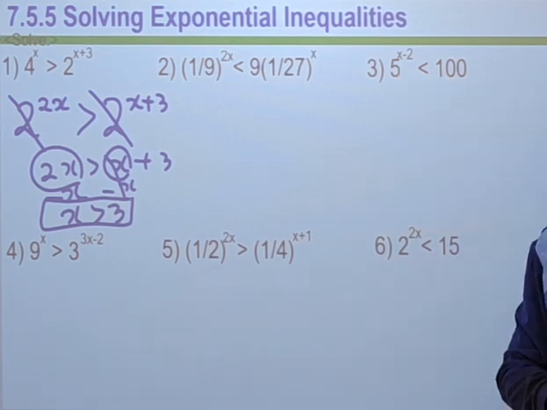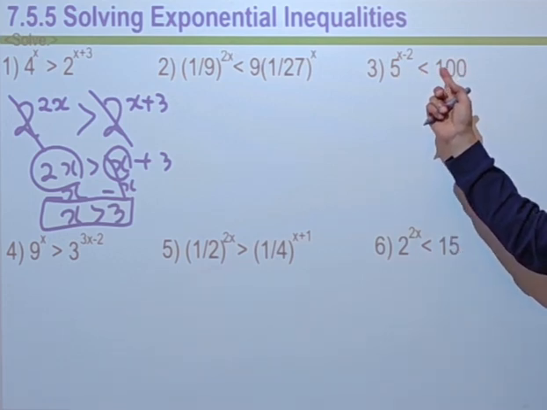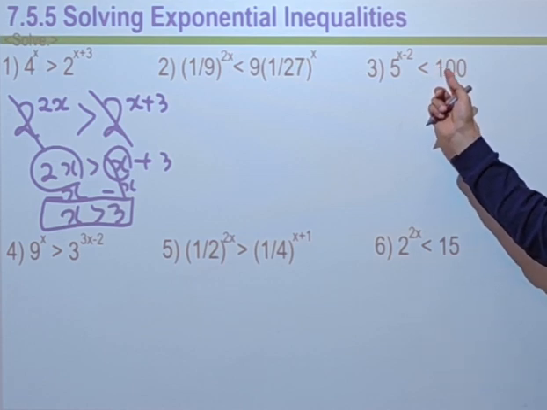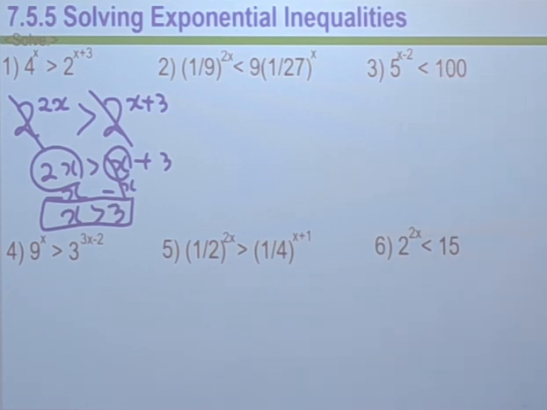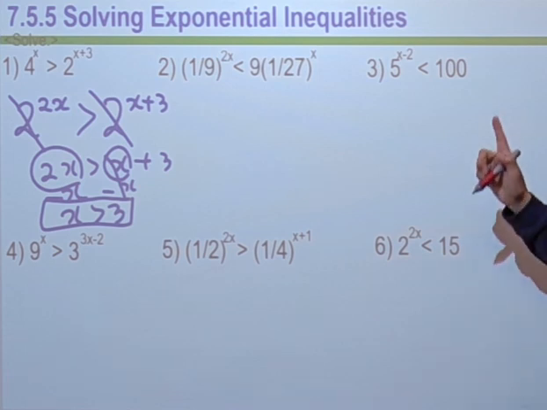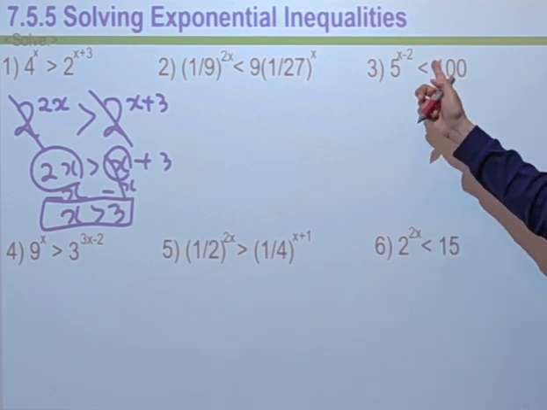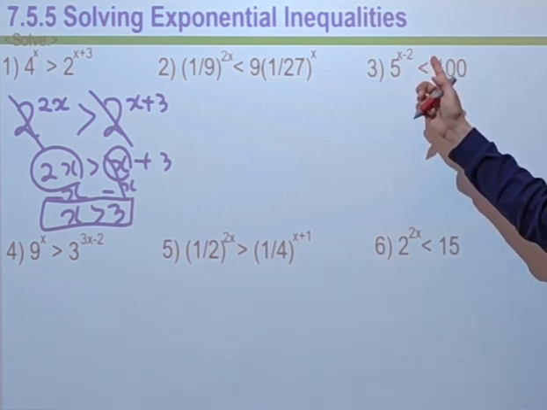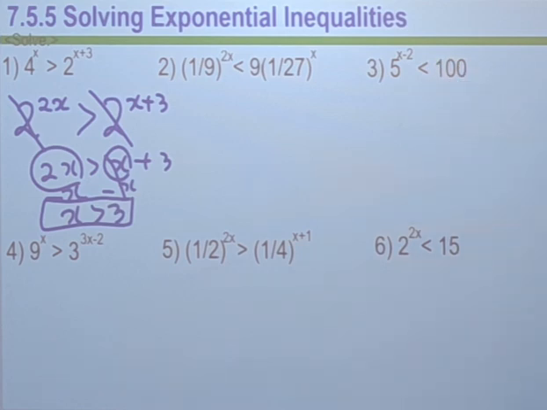5 and 100. 100, you cannot make it 5 to something power, because 5 to the second power is 25, 5 to the third power is 125. So it's between, like, 2 point something. Still you cannot make it. In that case, solve equation, same inequality, you need to take the log.